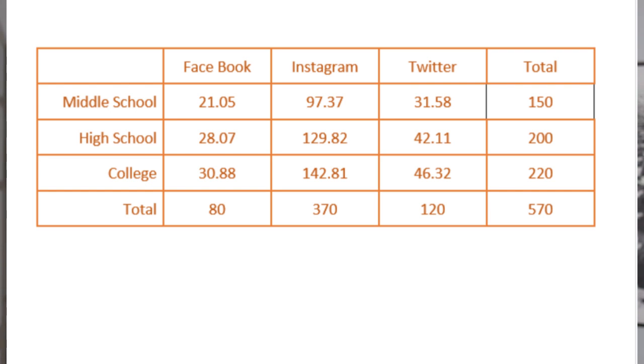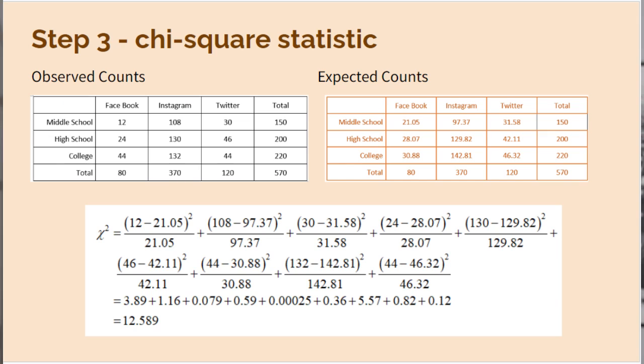All right, the third step is getting that chi-squared test statistic. So for every one of those 9 cells, we're going to take the observed minus the expected, squared, divided by the expected. So for example, middle schoolers that like Facebook, we observe 12. We're going to subtract the expected 21.05, squared, divided by 21.05, and we're going to repeat that process for every single one of the 9 cells. Add all those individual chi-squared values together to get your grand total chi-squared, in this case 12.589.